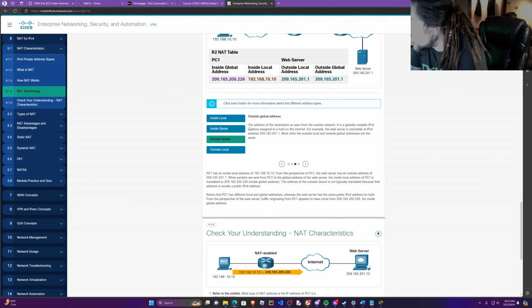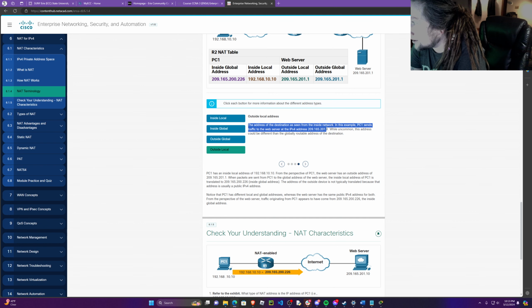The outside global address is the address of the destination as seen from the outside network. It is globally routable and assigned to a host on the internet. For example, the web server is reachable at IPv4 address 209.165.201.1. Most often, the outside local and outside global address are the same. And then finally, outside local is the address of the destination as seen from the inside network.